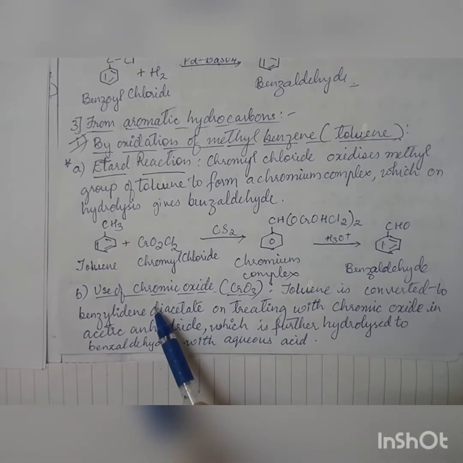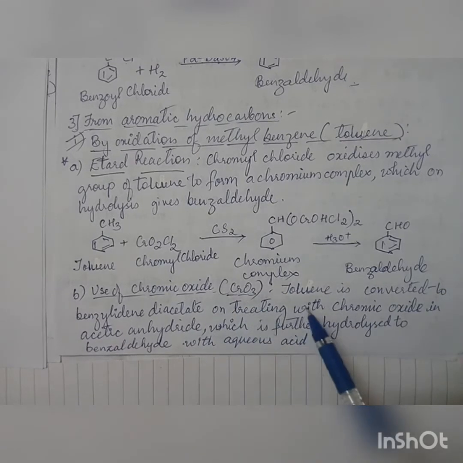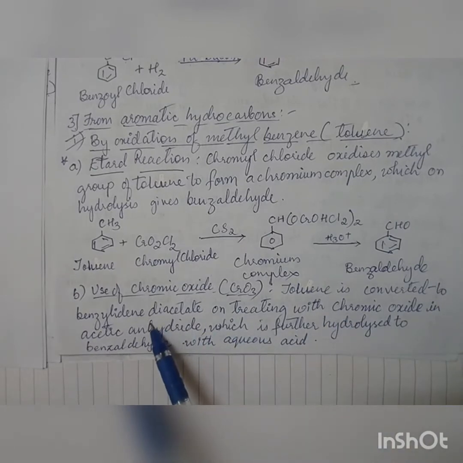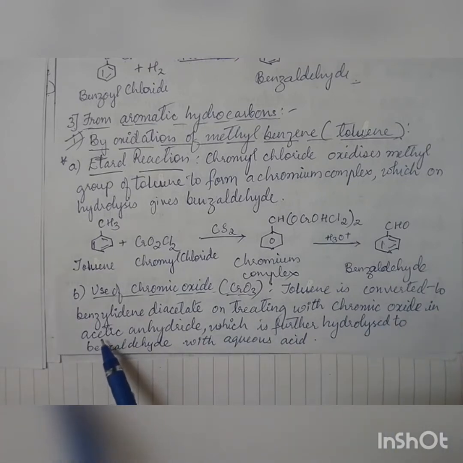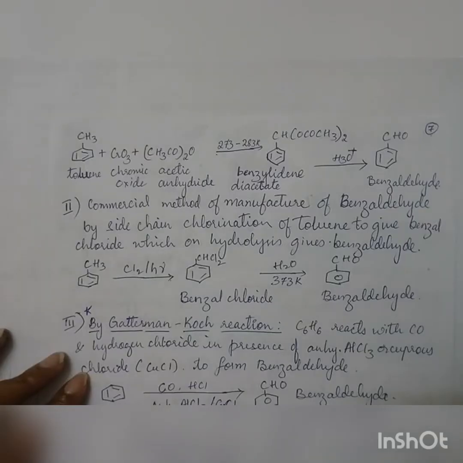Our next reaction makes use of chromic oxide, that is CrO3. Here also we are taking toluene. Toluene is converted to benzylidene diacetate on treating it with chromic oxide in acetic anhydride, which is further hydrolyzed to benzaldehyde with aqueous acid. So let us take a look at this reaction.